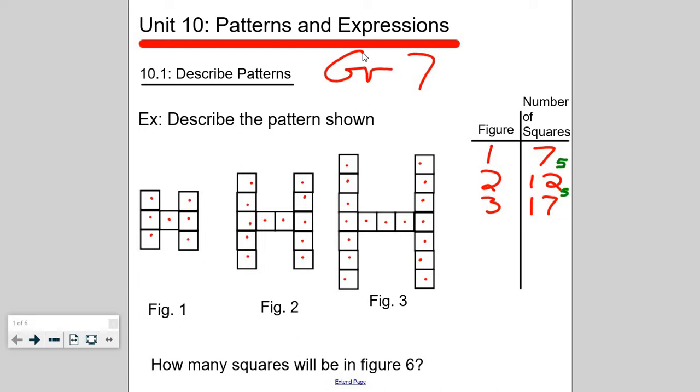So the question is, down here, how many squares will be in figure 6? To do this, let's walk through this. Figure 4 will have 22 because that's 5 more. Figure 5 will have 27, and figure 6 will have 32 squares in it. So we know that 32 is the answer.